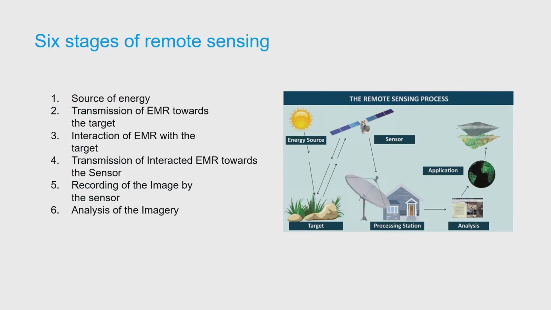There are 6 stages to produce remote sensing data. There should be a source of energy, which can be the solar energy or energy emitted by the target object, and sensors. This energy, or the electromagnetic radiation, is transmitted to the target object. Then, the electromagnetic radiation interacts with the target object and is transmitted to the sensor for the image to be recorded by the sensor. After this, the image passes through retrieval algorithms to produce the data.